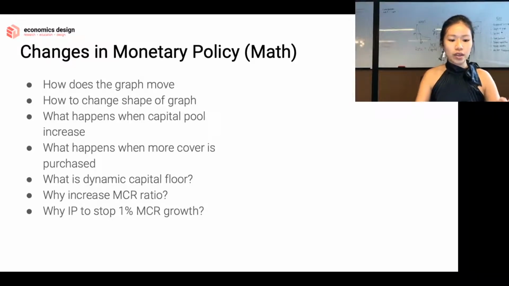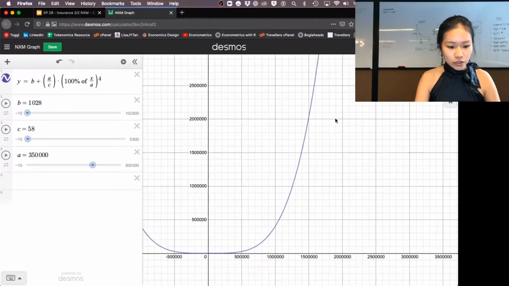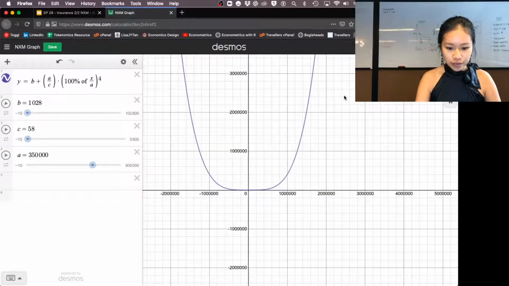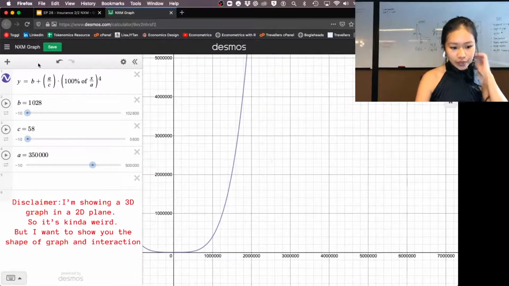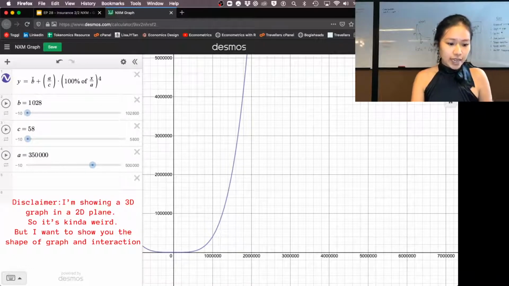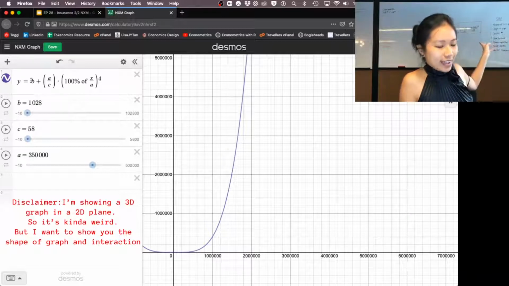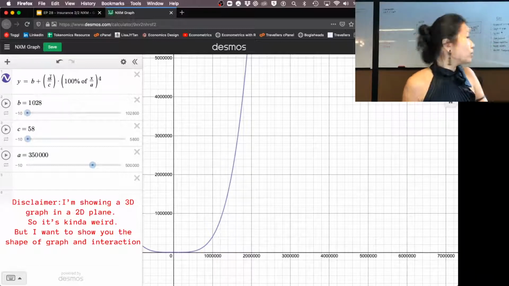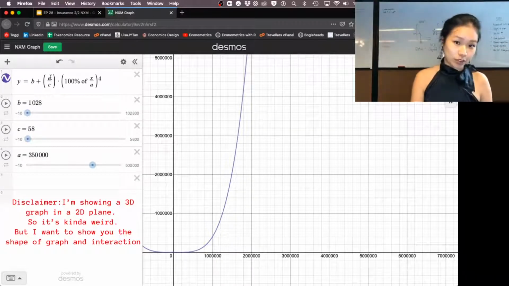So let's start with the graph part, okay? Two things. How does the graph move? And how do you change the shape of the graph? So I've done a little graphing out here. And this is your model. I didn't name them properly, so sorry about that. Basically, the C is correct. The B actually represents A in the model, and A represents the MCR.